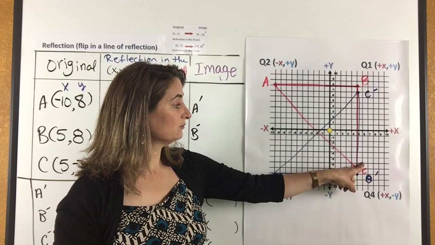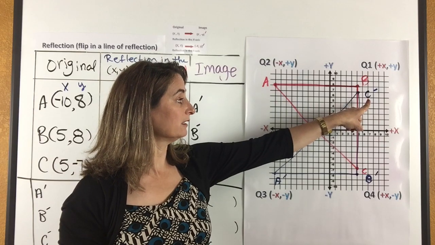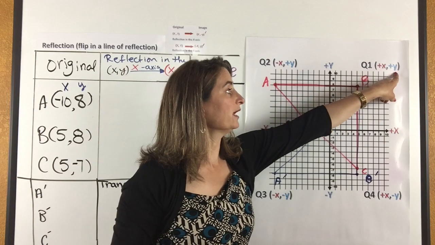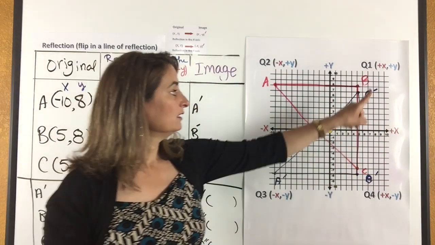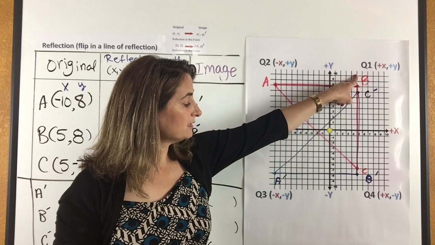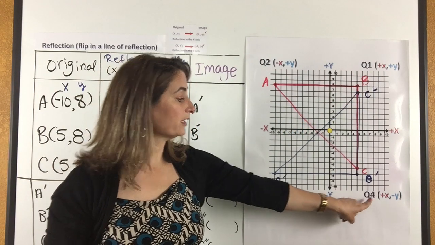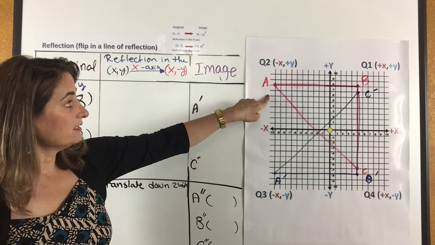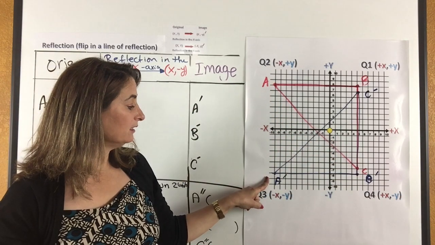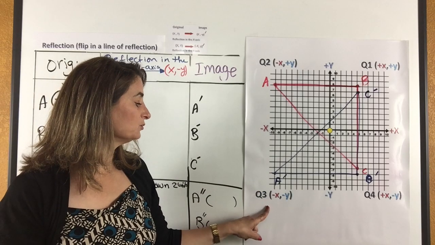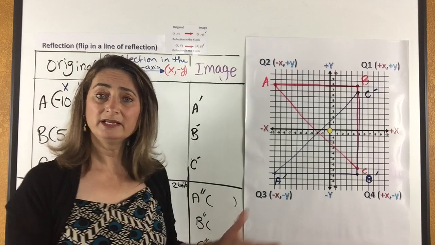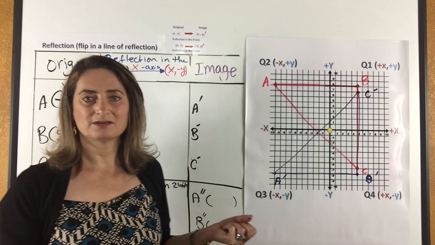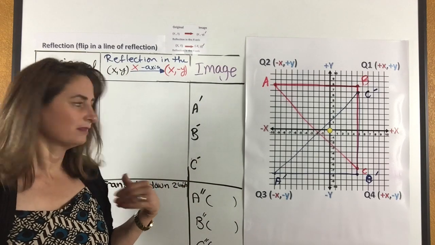Like C was in the fourth, now it ended up in the first, where both X and Y need to be positive. B was in the first quadrant. It ended up in the fourth quadrant where X is positive, Y is negative. And A was in the second quadrant, ended up in the third quadrant where X is negative and Y is negative. And that's how I know if my signs are right. So I don't have to memorize anything.